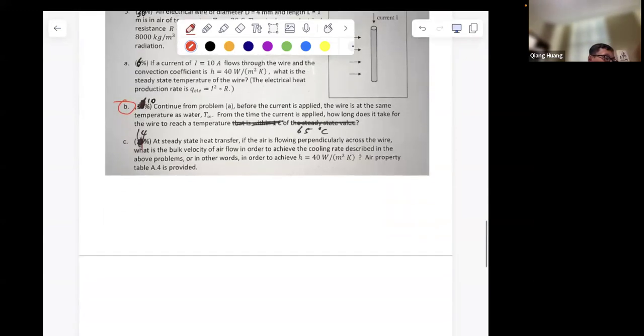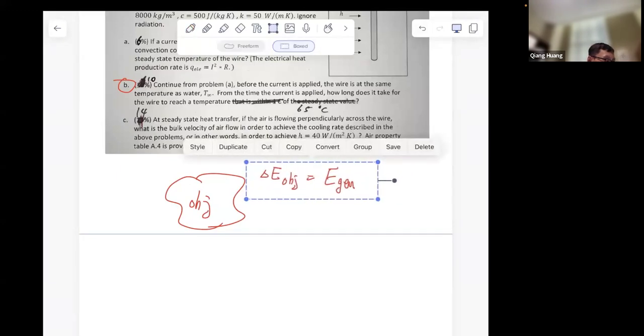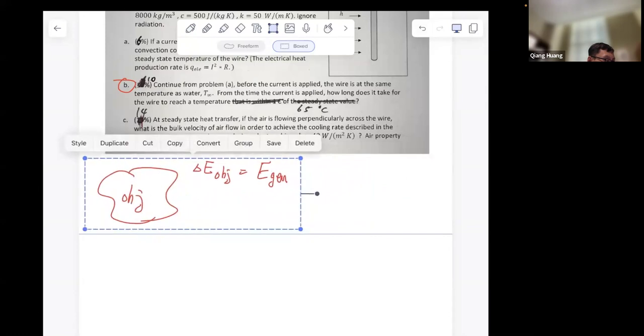So for any object, what we always do is we use the first law of thermodynamics. What it says is, the change of the thermal energy of the object equals the energy this object automatically generated. Of course, in many cases, an object doesn't really generate any energy. However, for this one, it does.